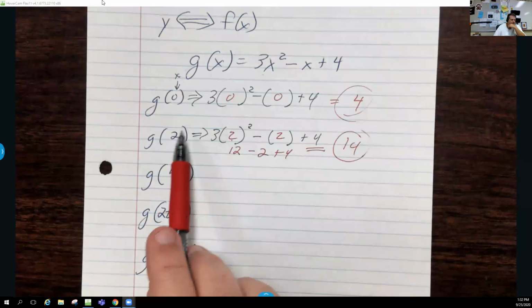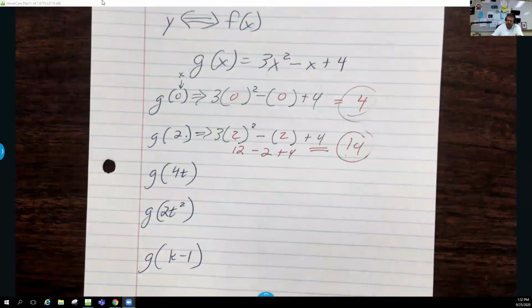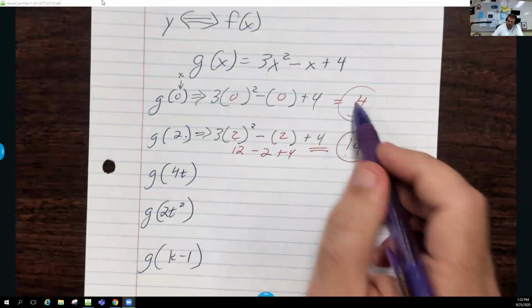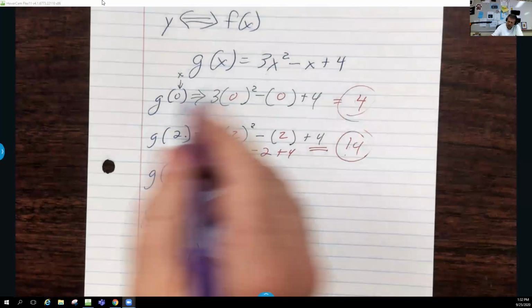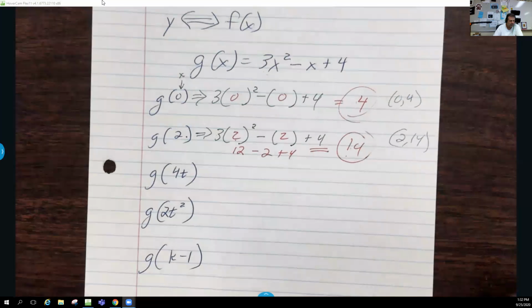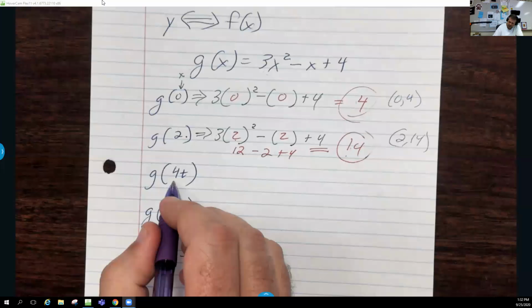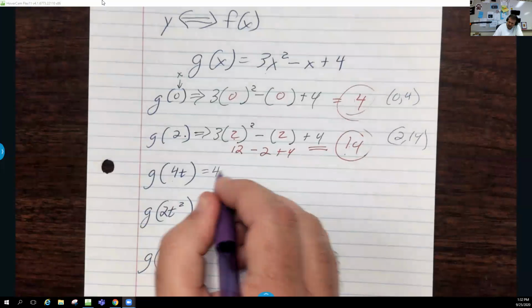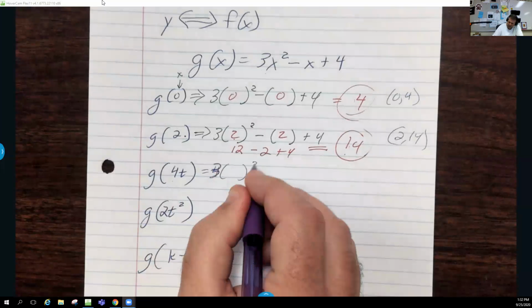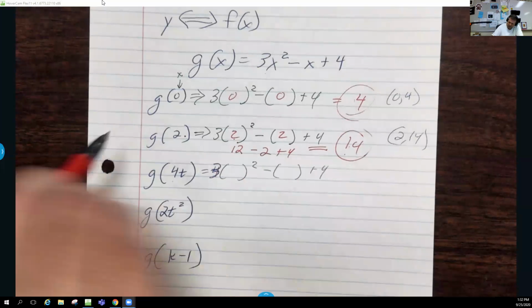Well, if I put a number in, I'm going to get a number out. Now, we'll backtrack for a second. What do these numbers mean? It means when x is 0, y is 4. When x is 2, y is 14, and so forth. Now, what happens if x is 4t? Well, we're going to do the same thing. 3 times something squared minus something plus 4. And all we're going to do is put 4t in.